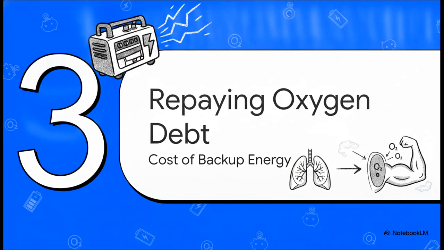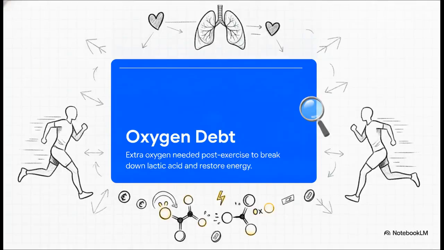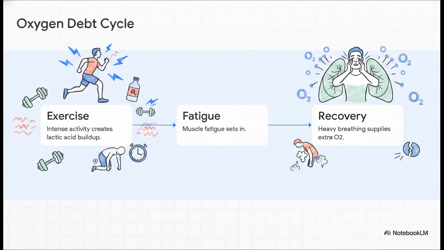Section 3. Repaying the oxygen debt. Have you ever wondered why you just continue to pant heavily even after you've completely stopped a full-speed sprint? It's because of what's defined right here: oxygen debt. This is the extra oxygen your body desperately needs post-exercise to break down that accumulated lactic acid and restore your baseline energy levels. Your body's logistics network is literally paying back a chemical debt. Watch this visual flowchart progress to see exactly how this works chronologically.